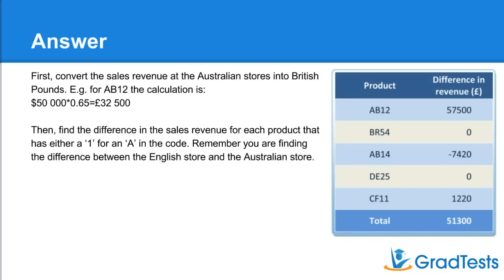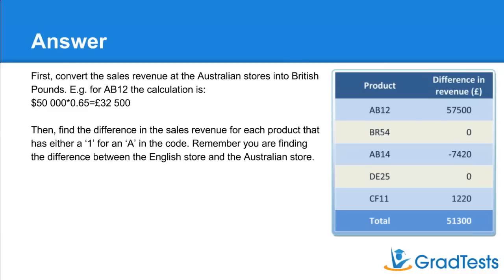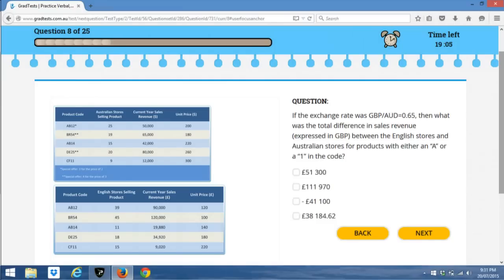So for AB12, if we just go back to our original table here, you'll see that the English store sold £90,000 worth, and we've just seen the Australian store sold the equivalent of £32,500 worth. Therefore, the English store outsold the Australian store by £57,500. Go through and repeat that exact calculation for AB14 and CF11, and then basically sum up those numbers. You'll find that the total difference is 51,300, and remember, we're expressing this in pounds. So go back to the answers here. The correct answer was the first one, A, £51,300.